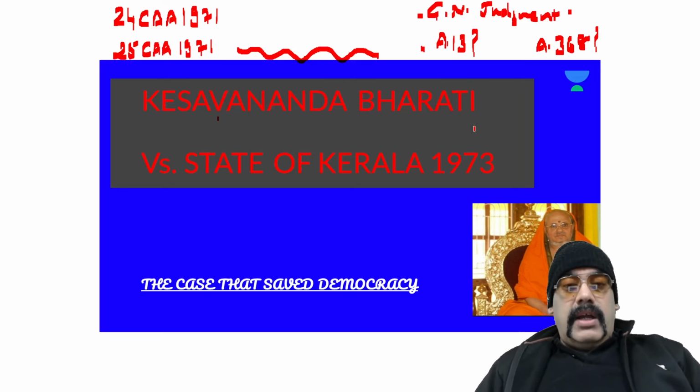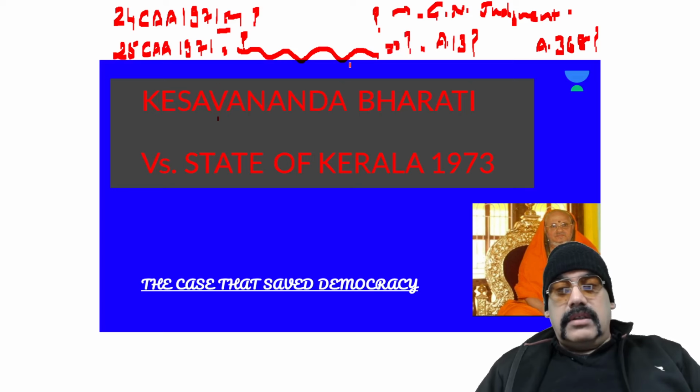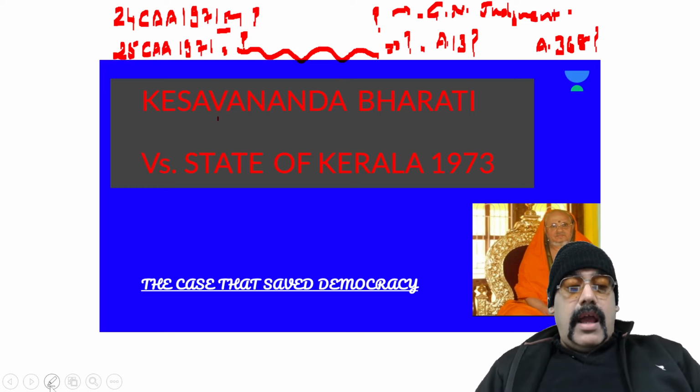So the Supreme Court had its handful. We had multiple questions to be answered. The first question: is the 24th Constitutional Amendment Act 1971 valid or not? Is the 25th Constitutional Amendment Act 1971 valid or not? Is the Golaknath judgment valid or not? Is Article 13 stronger or Article 368 stronger? And this is the largest case that India had and actually has ever seen.